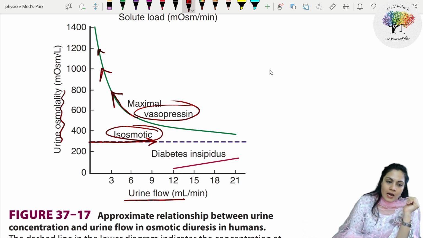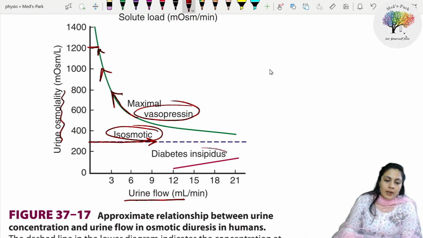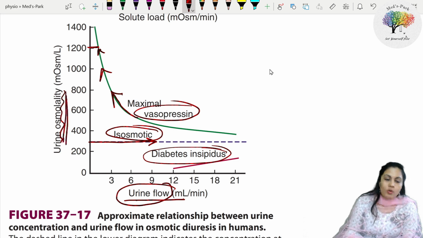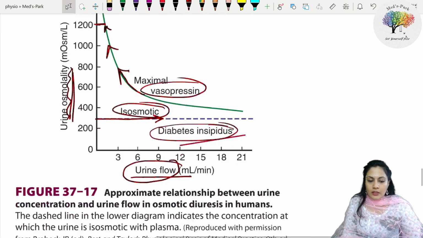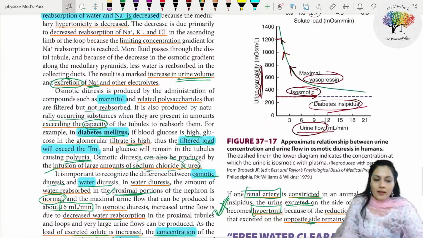When the vasopressin is high, obviously the urine osmolarity is also high because we know that it is going to cause more and more water absorption, right? On the other hand, if we talk about the absence of vasopressin, it is going to cause much higher urinary flow and very low urine osmolarity. Okay, so that is about diabetes insipidus and that is all about the countercurrent mechanism.